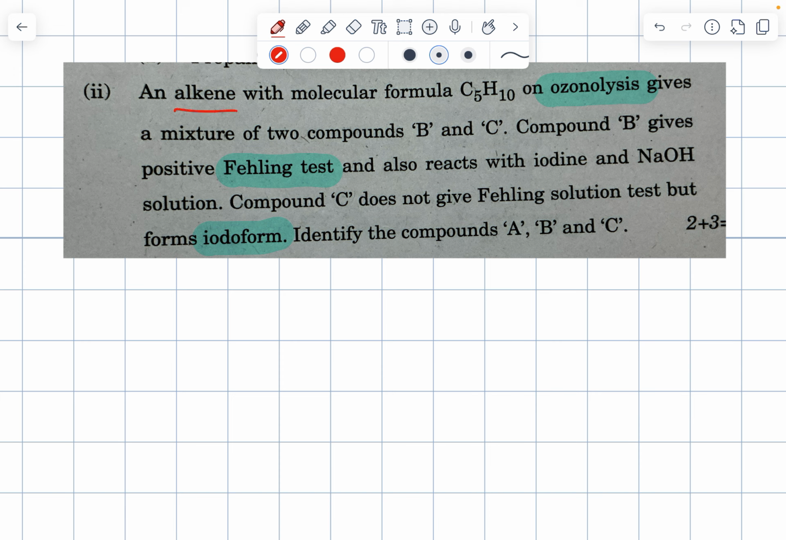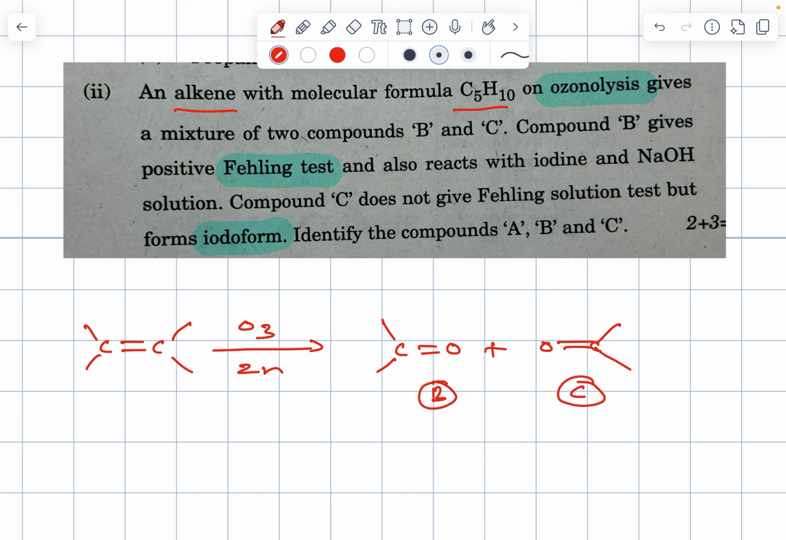Alkene with the molecular formula C5H10 undergoes ozonolysis. As you know very well, in every alkene functional group, the alkene is treated with ozone. Now what will happen? We will get two carbonyl compounds through the ozonide intermediate. So on ozonolysis of the alkene, we get two carbonyl compounds. Here, a mixture of compound B and C will be formed.